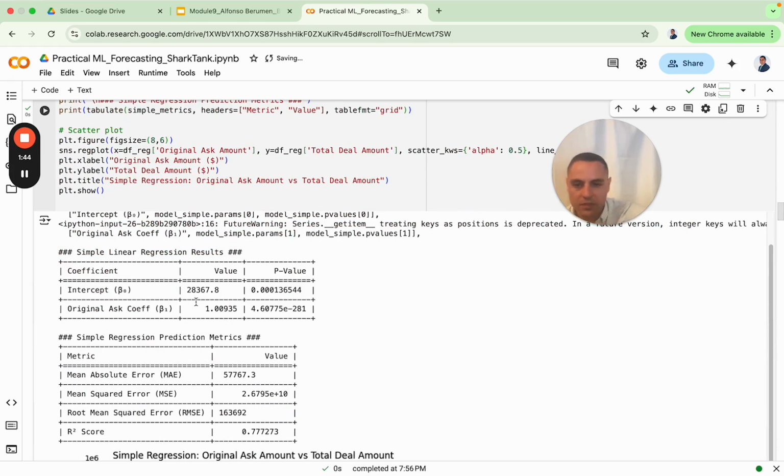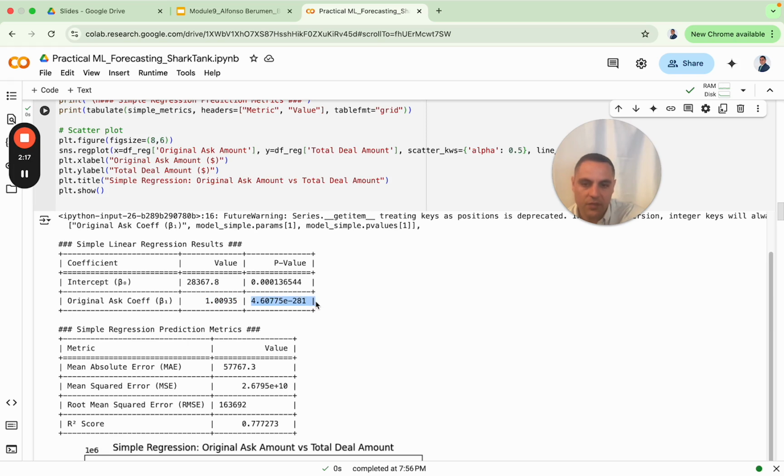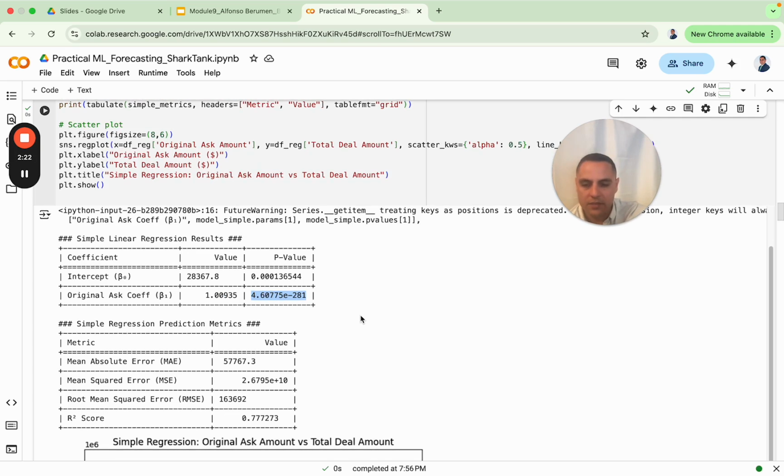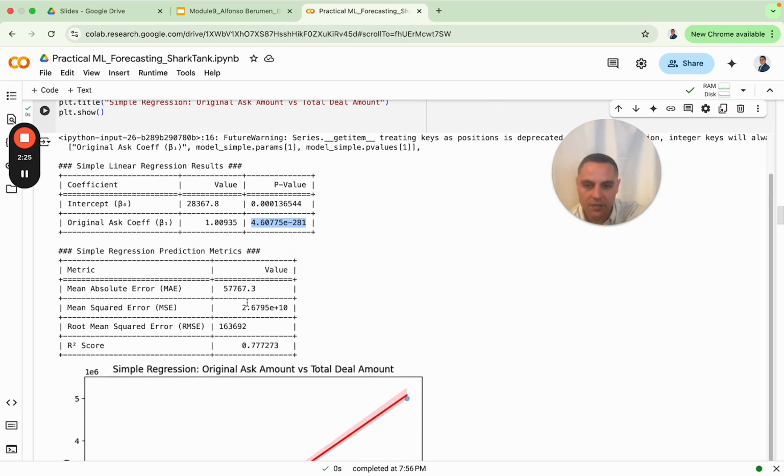So simple linear regression actually tells us, in looking at that coefficient or that slope, that for every 1 unit increase in the original ask amount, I expect the total deal amount to change, in this case increase by 1.009, or basically around $1. So for every 1 unit or $1 increase in original ask amount, I expect the total deal amount to increase by 1. And that is statistically significant, so I can make that statement, the p-value is very small, basically close to 0. And you can see my prediction metrics as well.